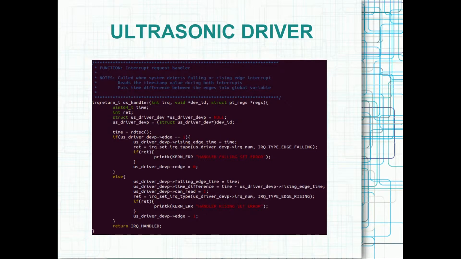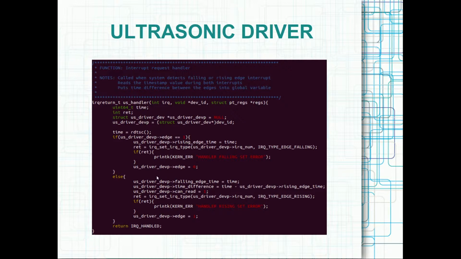Here the logic is moved from the user space program to the kernel driver. I have written an IRQ handler that I registered during the driver init. This handler is called during the rising interrupt and the falling interrupt. Whenever this handler is called, first I make note of the time using the read timestamp counter, and then if the rising edge is called, then I set the time to the rising edge time, and then change the handler to handle the falling edge.